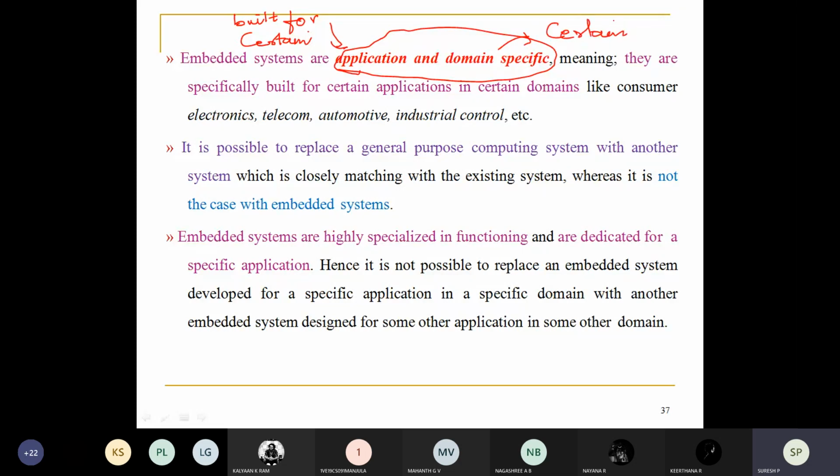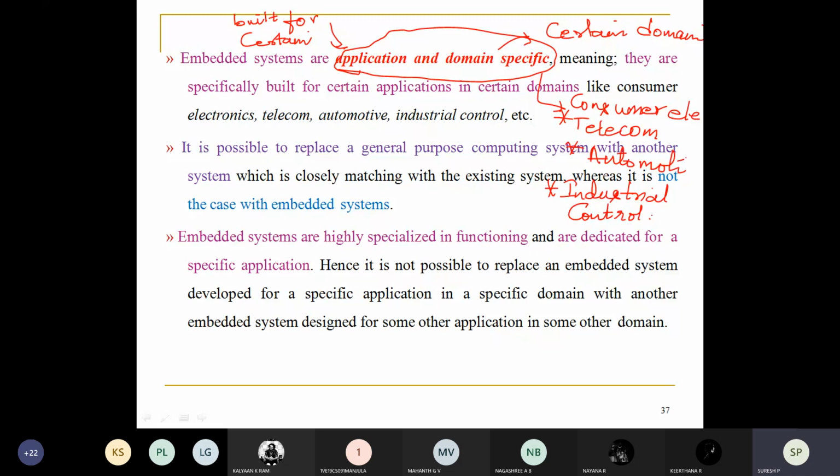So what are the different domains which they are going to build for? You are going to have consumer electronics, which is one, and telecom, which is another domain. Then the automotive industry, and then industrial control, like machines you want to control. Then you are going to build some embedded system which has to control the machines and all. Those things will come under domain specific.